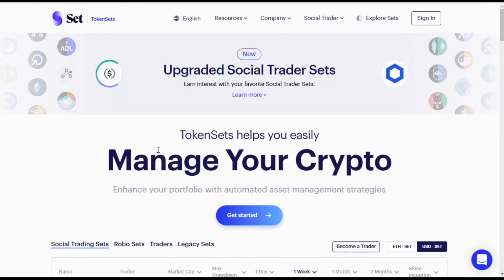So this is TokenSets. TokenSets is basically a trading program, but basically there's two ways you can do it. You can follow their traders that they have on there, so you can follow what they're doing, or you can pick the robot sets, because they're basically done in sets. So you would have like BTC and Ethereum, or Ethereum in the US dollar, BTC in US dollar. So they're done in two sets like that.